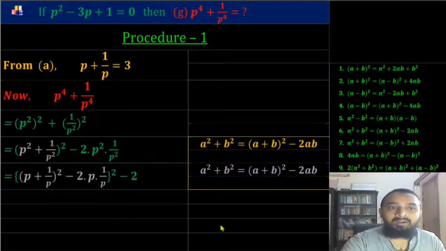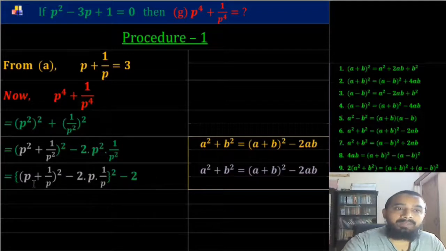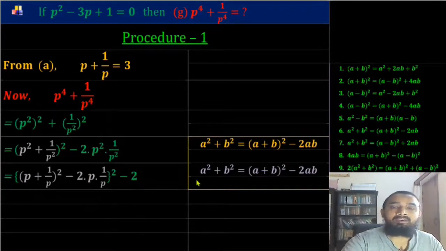So from here, what are we going to get ultimately? Look, (p + 1/p)² − 2, because from here p² and 1/p² vanish. Again, inside the bracket, this term p into 1/p will vanish. Now all we can do is put down the value of p + 1/p.